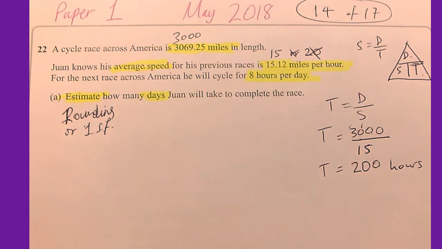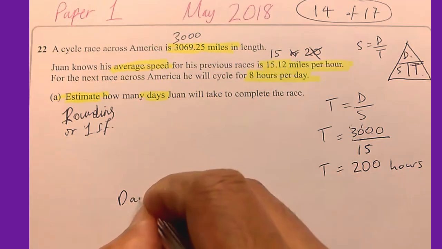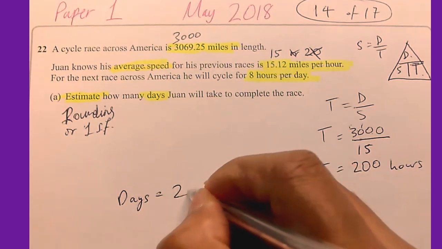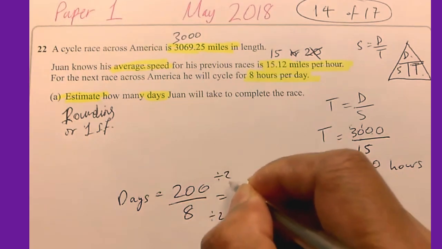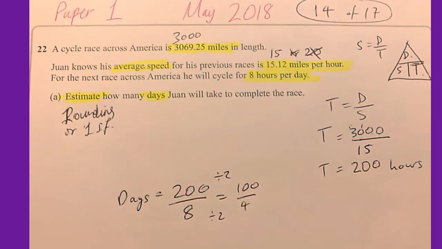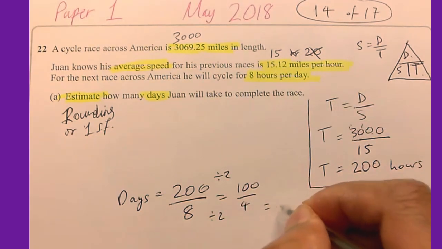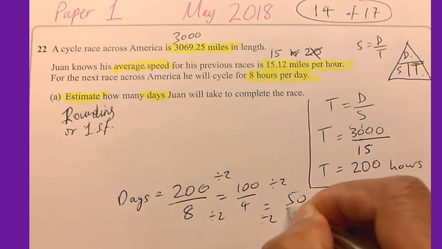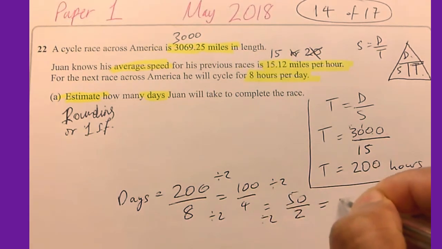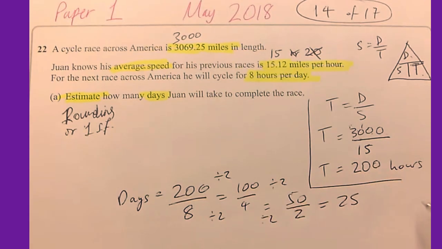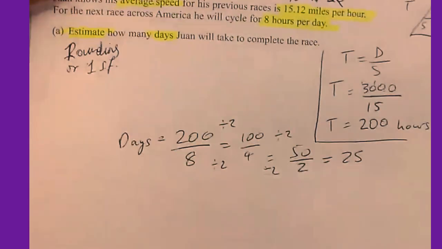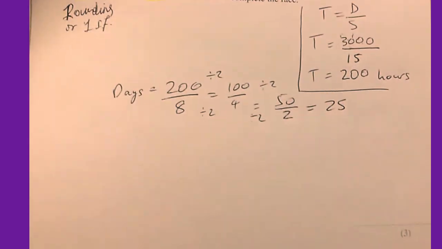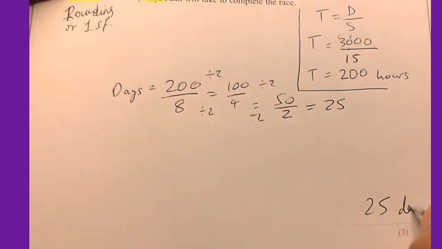For the next race across America, he will cycle for 8 hours per day. So how many days? My days is going to be 200 divided by 8 hours per day. I can just divide by 2, so that's 100 divided by 4. And I keep going, divided by 2. 50 divided by 2 is 25. So my answer is 25 days. All right, I hope you got that correct. So you can put it in your answer, 25 days.